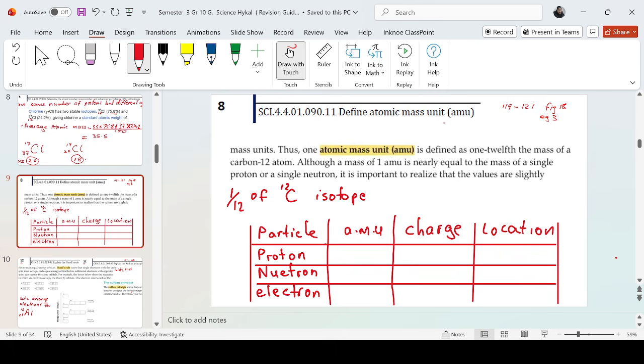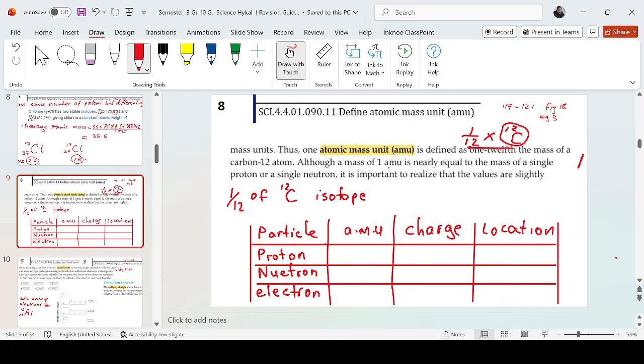Define atomic mass unit. AMU, atomic mass unit, defined as 1/12 times the mass of a carbon atom of isotope 12. 1/12 of the mass of this isotope, carbon 12. So normally we don't put this complicated mathematics. We simply say 1 AMU.